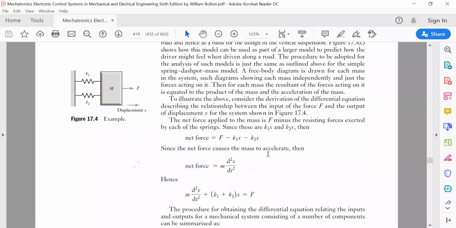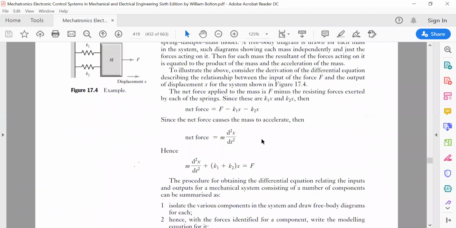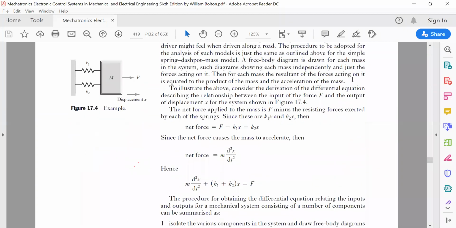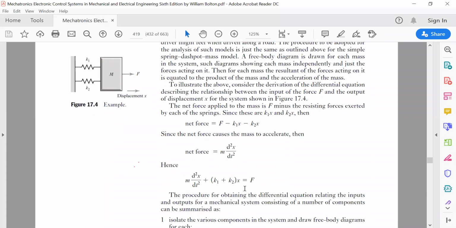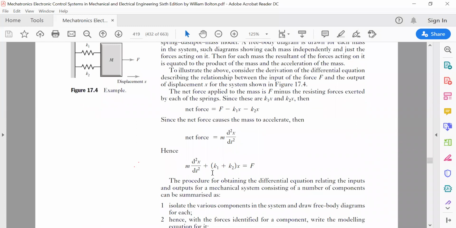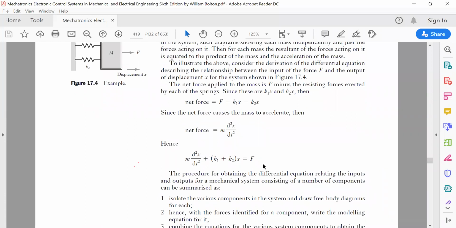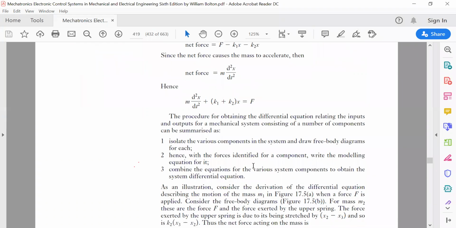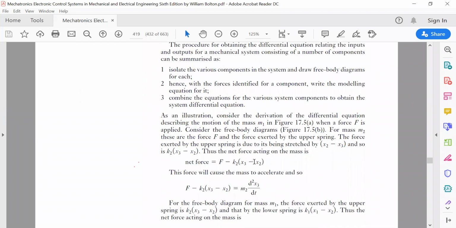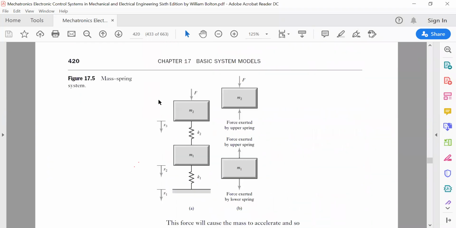Now you can see this is another one. There is a mass, and two springs are attached over here, and accordingly the net force will be F minus K1x minus K2x, and the net force is M d2x/dt2. You can make this final equation: M d2x/dt2 plus (K1 plus K2) times x is equal to F. So this is how you can model a system.